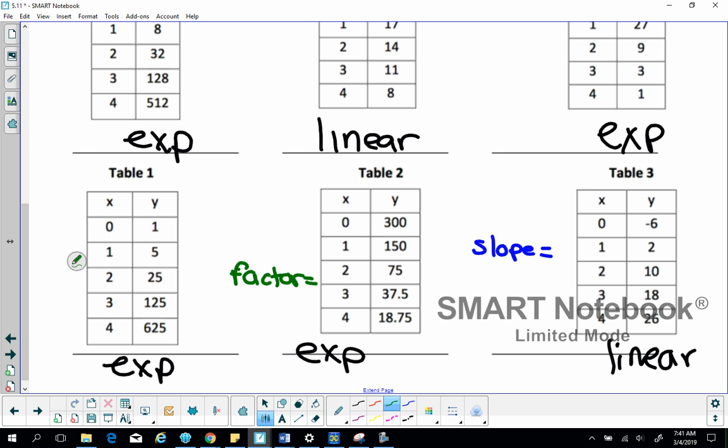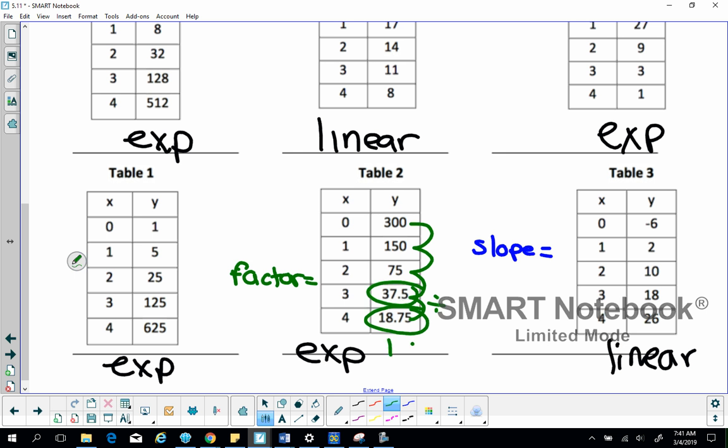Now, I want you to see how to get the factor if it looks like it's dividing. Do you guys see how this looks like it's dividing 300 to 150? See how it's getting smaller? To get your factor when it's dividing, you have to turn it into a fraction. So you always just do the last one divided by this one right here. So put that in your calculator.